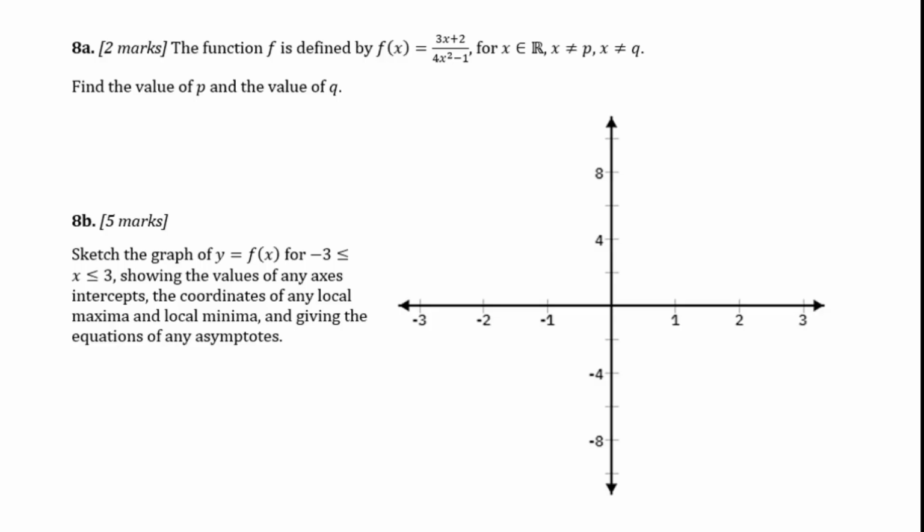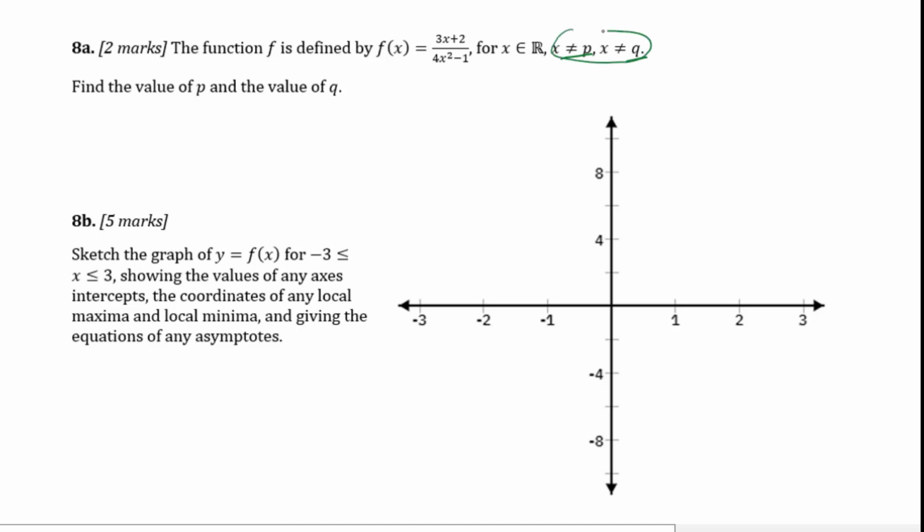Let's go to 8a. The function f is defined by f of x equals (3x plus 2) over (4x squared minus 1), for x real numbers, x is not equal to p, x is not equal to q. Find the value of p and the value of q.